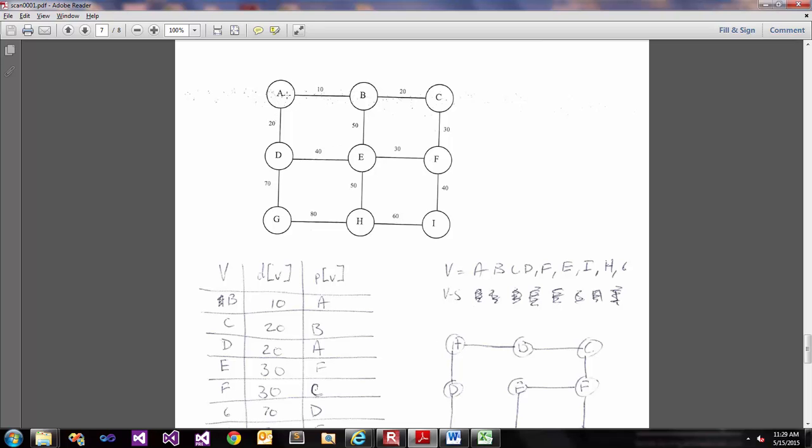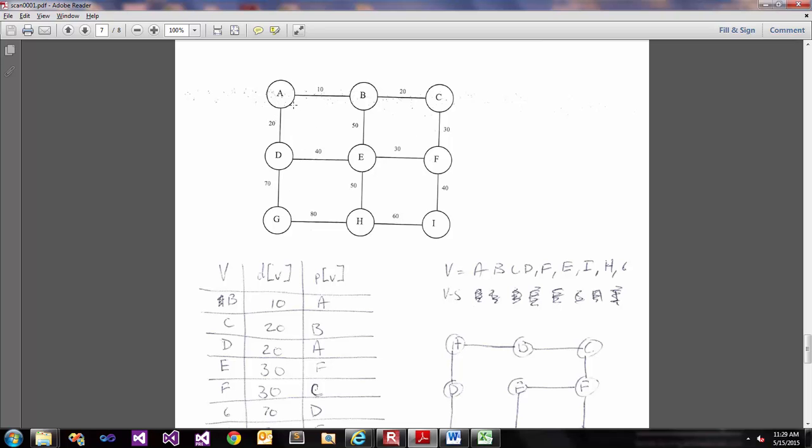So next we pick the shortest length, which is A to B, so B gets moved up from VS to V. And now we look at the links between A and B. So now we have a link of 20 for C, and that goes through B. We have a link of 50 that goes to E, and those are our last two links.